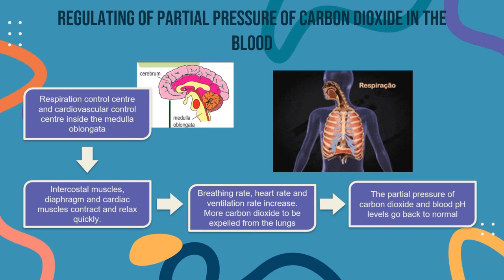Okay, and then what happened? The impulse is sent to the effector to trigger the corrective mechanism. So what corrective mechanisms occur? The intercostal muscles between the ribs here, the diaphragm, and also the cardiac muscle of our heart contract and relax quickly.